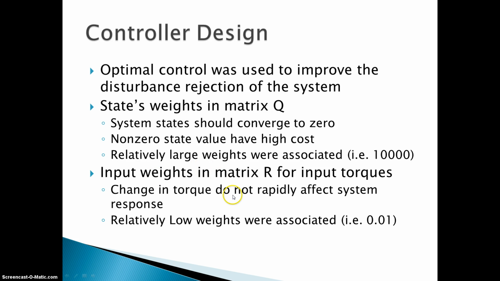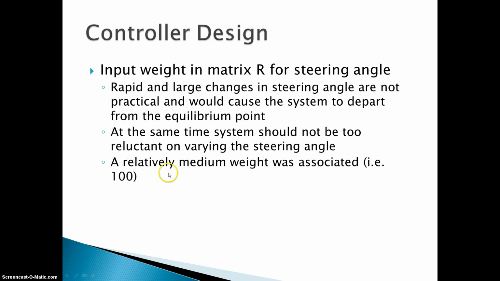For our inputs, we know that torque doesn't have a lot of effect on the system, any rapid effect at least. Therefore, relatively low costs were associated with torques, around 0.01. For steering angle, we know that rapid and large changes are not practical and would make the system deviate from the equilibrium point too much, but we also don't want the system to be too hesitant and reluctant on varying the steering angle. Therefore, a medium weight of around 100 was given to steering angle.